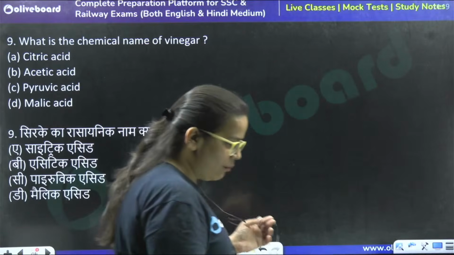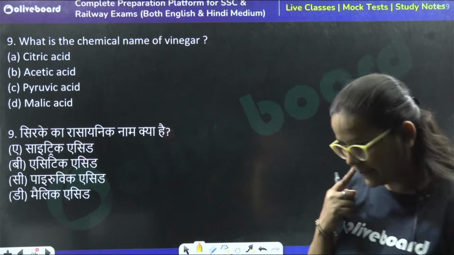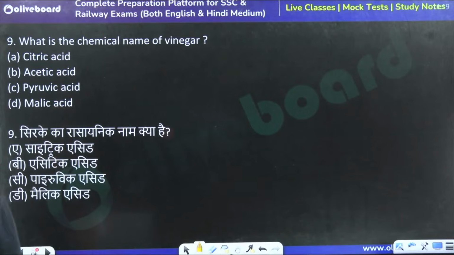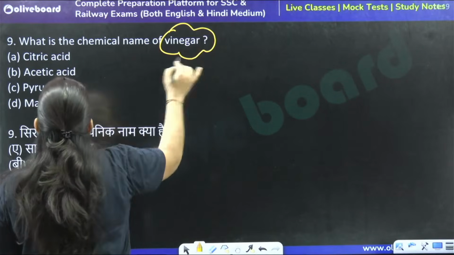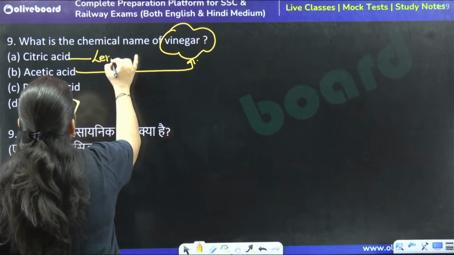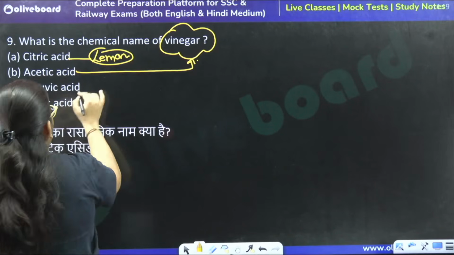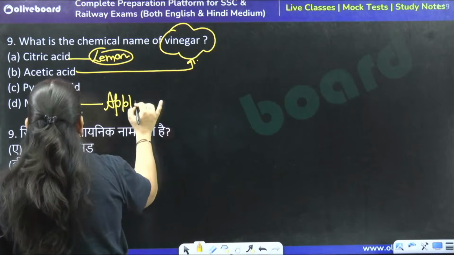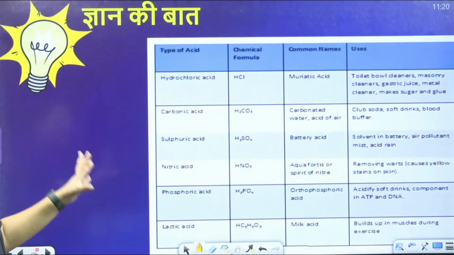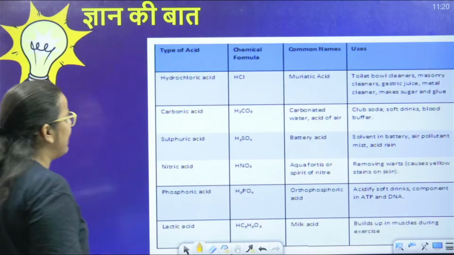Next question. What is the chemical name of vinegar? Anyone? What is the chemical name of vinegar? Vinegar is basically, chemical name is acetic acid. Okay, citric acid is present in all citrus fruit like lemon. Malic acid is present in apple. Basically this is the list of different acids.